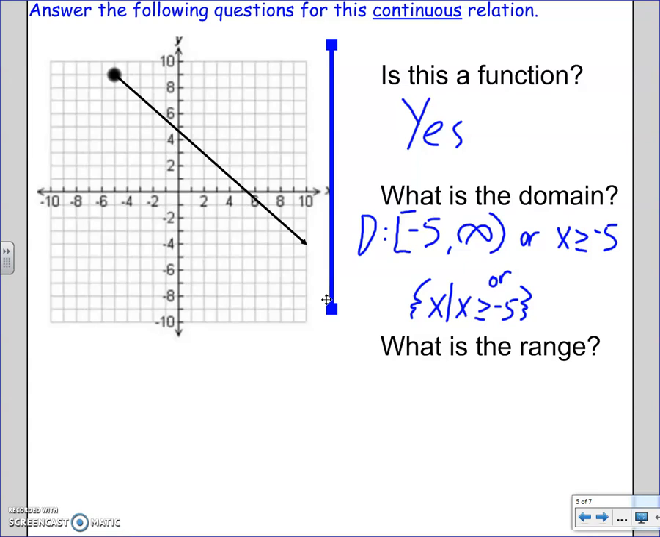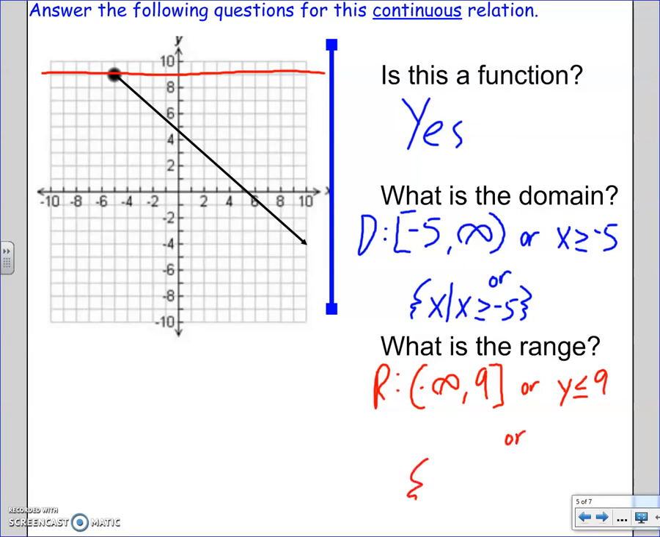Alright, range, same idea. Low to high. How low does this graph go? The graph goes down forever to negative infinity. How high does it go? The highest it goes is 9. If I draw this line right here, there are no x, y values above that. If I try to drag it up, it'll never touch 10. It never touches 9.5. It's just all the way to 9. If I want to do inequality notation, I'll say y is less than or equal to 9. Even set builder notation, the set of all y's such that y is less than or equal to 9.